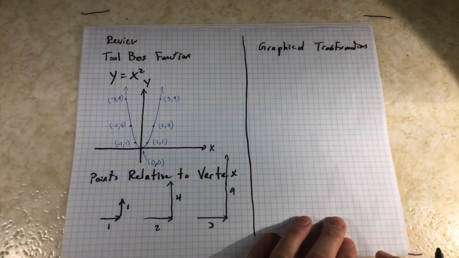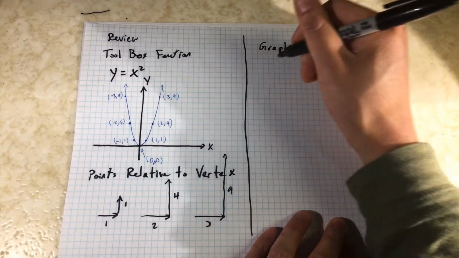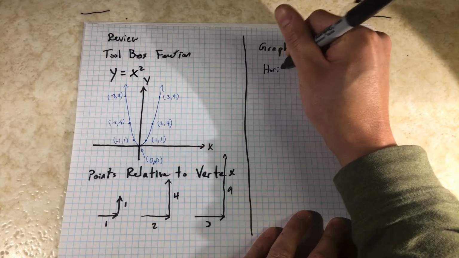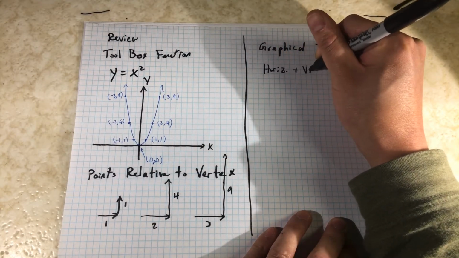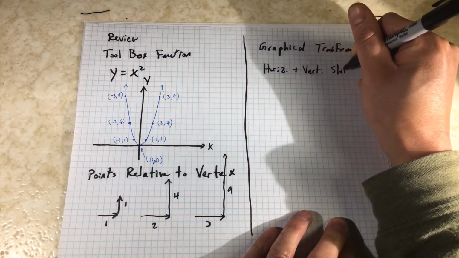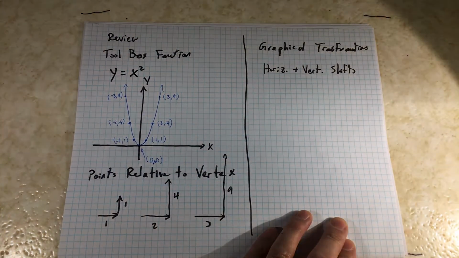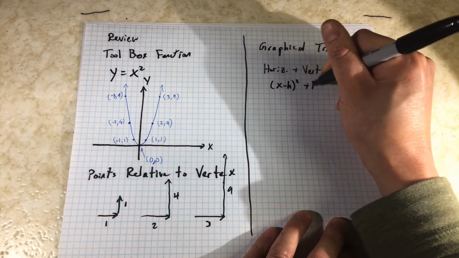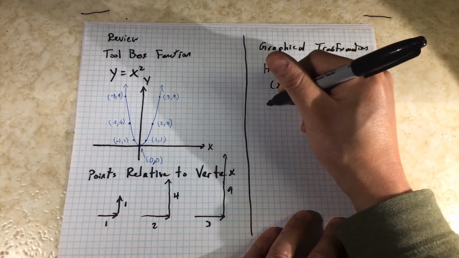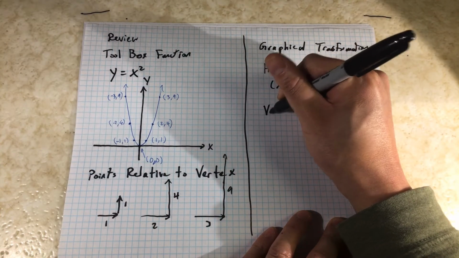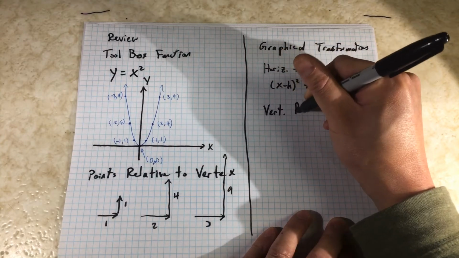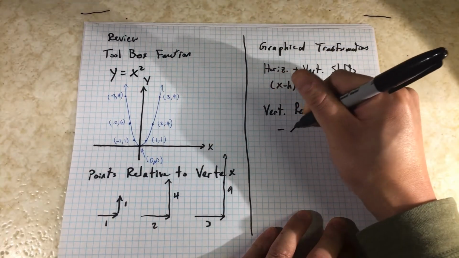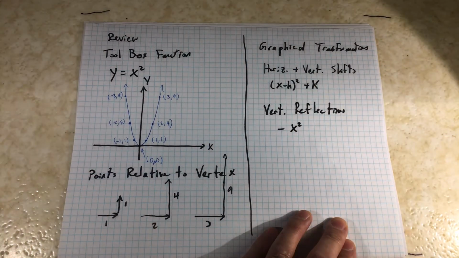Okay, I'm sorry my handwriting is not that great. But we're going to do a couple. We're going to do horizontal and vertical shifts. That is going to be the form (x - h)^2 + k. We're also going to do vertical reflections. So -x^2 would be a vertical reflection.